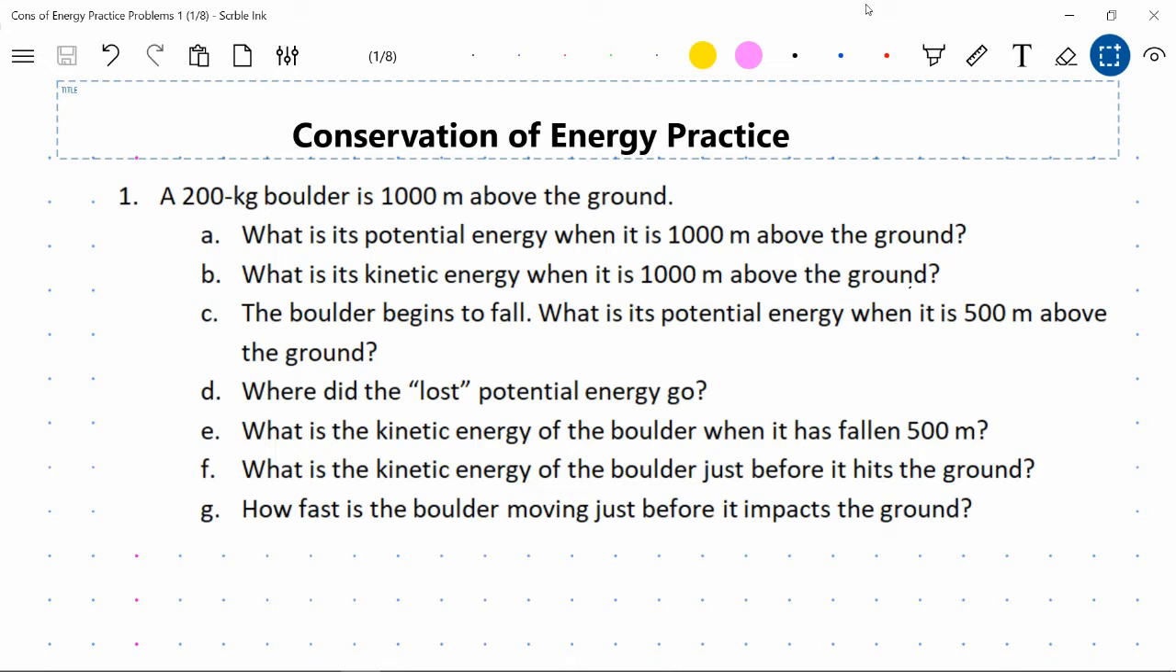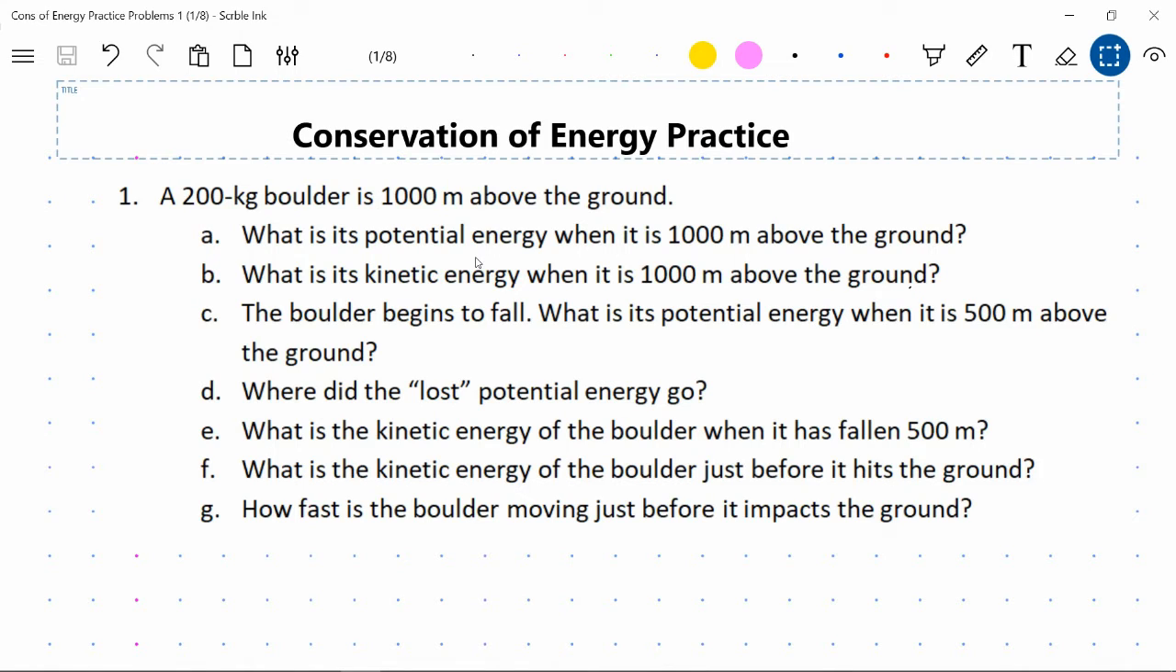Number one, a 200 kilogram boulder is 1,000 meters above the ground. I'm going to read into it that it's actually stationary at the very start. It didn't explicitly say that, but it's hinted at a bit later in part C when it says the boulder begins to fall later. So it's initially stationary, sitting up at the high point of 1,000 meters.